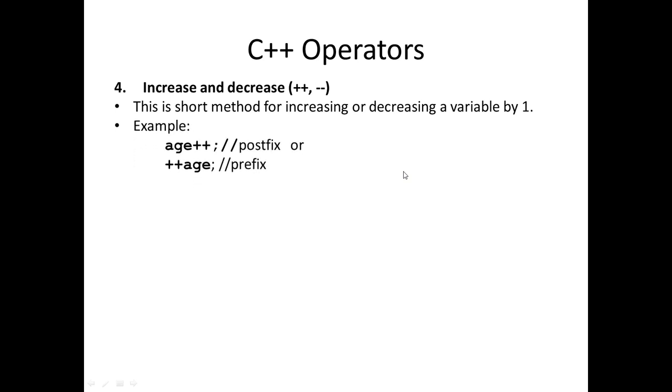It's actually a unary operator. For instance, if we have age plus plus, it means that if age is 10, age plus plus will give you age to be 11. It can also be written as plus plus age. If you have it as plus plus age, it will still give you the same result. If age is 10, the result will be 11 after plus plus age. The first one, because the symbol is coming after, we call it postfix. The second one, because the symbol is coming before, we call it prefix.